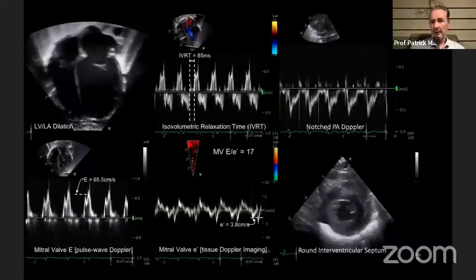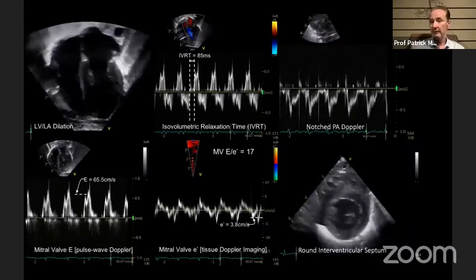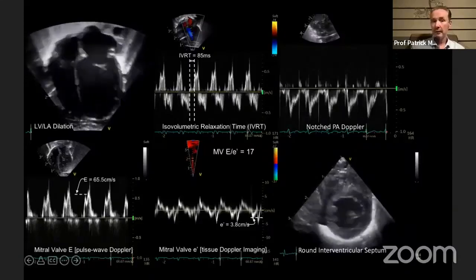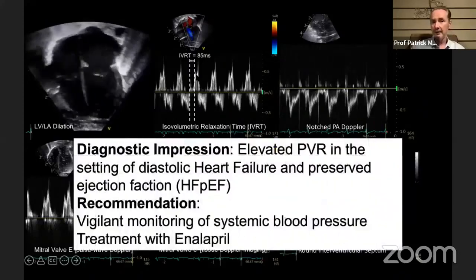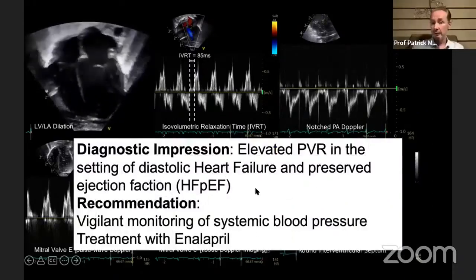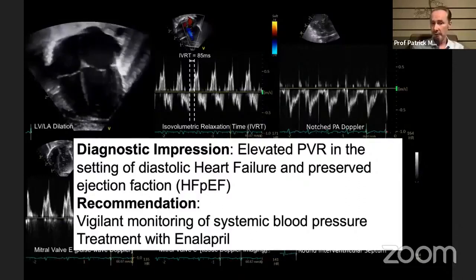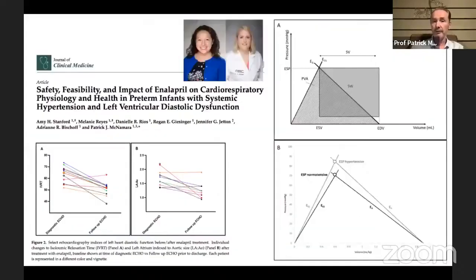This is the echocardiogram. If you look at the top right image, this shows notching in his pulmonary artery Doppler, which is a sign of elevated pulmonary vascular resistance. However, if you look at the image on the left, what you can see is that the left heart is very dilated, and the indices of left ventricular diastolic dysfunction were uniformly abnormal. So we made a diagnosis of elevated PVR in the setting of diastolic heart failure with preserved ejection fraction. We recommended that they monitor the systemic blood pressure closely, and we started him on enalapril to decrease his systemic blood pressure and to help with left heart function.